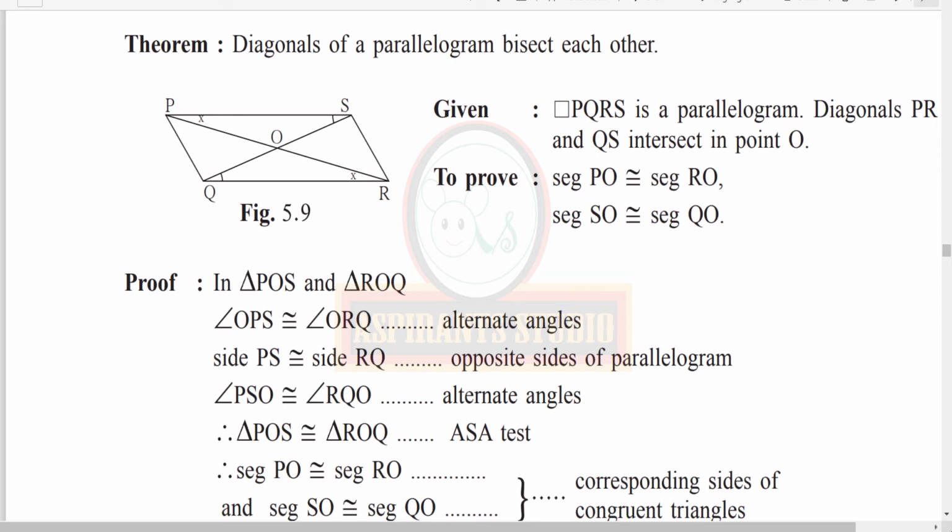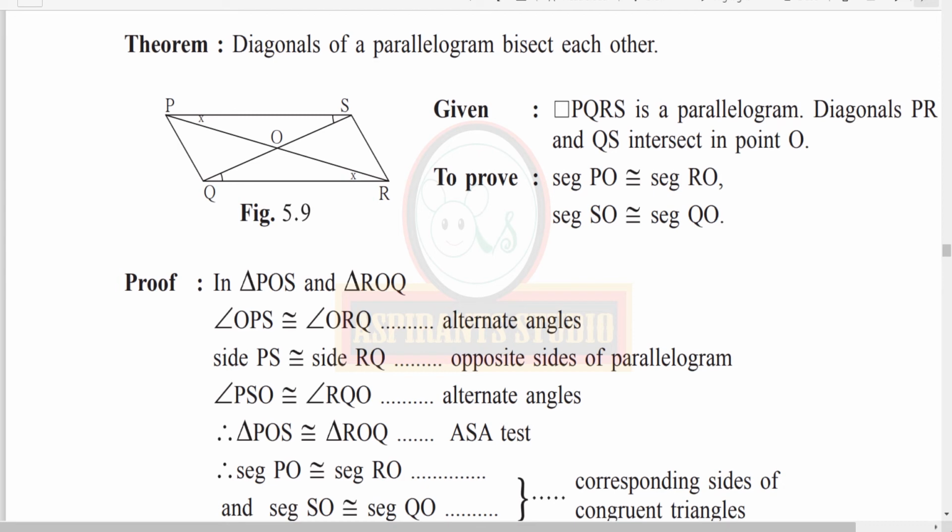Given quadrilateral PQRS is a parallelogram. Look at the figure. We have the parallelogram PQRS. Diagonals PR and QS intersect in point O. We have to prove diagonals of a parallelogram bisect each other.